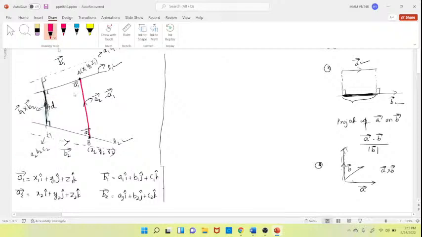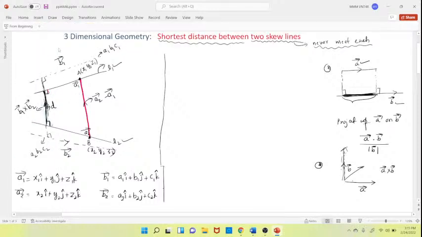See here, it is perpendicular and it is also perpendicular. From this concept, the projection of A on B is here. This distance is the projection of A2 minus A1 on B1 cross B2. Therefore, the shortest distance D is given by A2 minus A1 dot B1 cross B2 divided by magnitude of B1 cross B2.